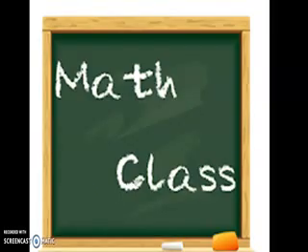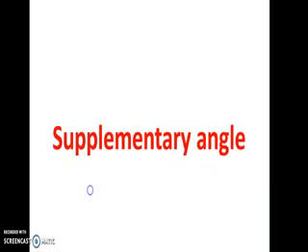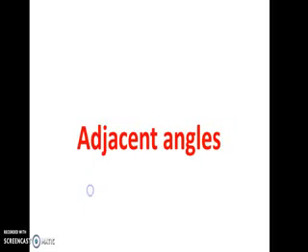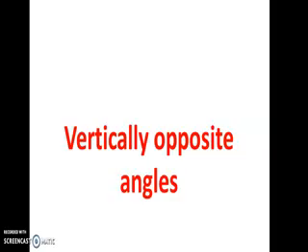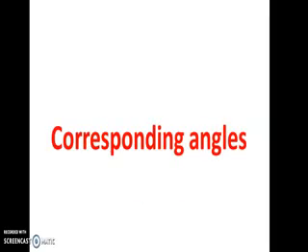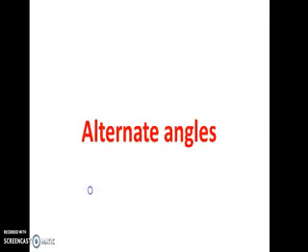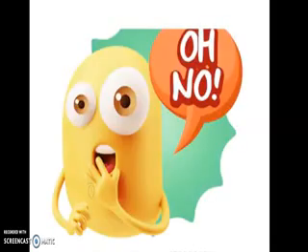In the last class, we learned about an angle and different types of angles. In today's class, we are going to study complementary angles, supplementary angles, adjacent angles, linear pair of angles, vertically opposite angles, corresponding angles, alternate angles, angle of elevation, and angle of depression. Oh no, so many angles, no? Okay, let us study one by one.